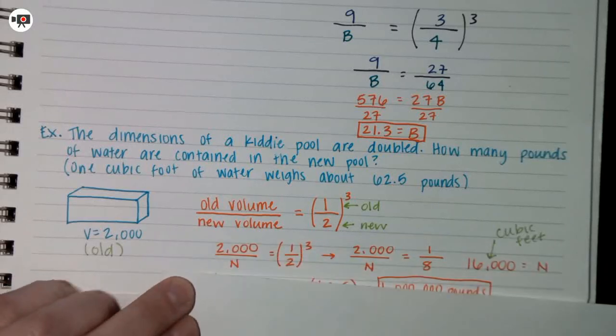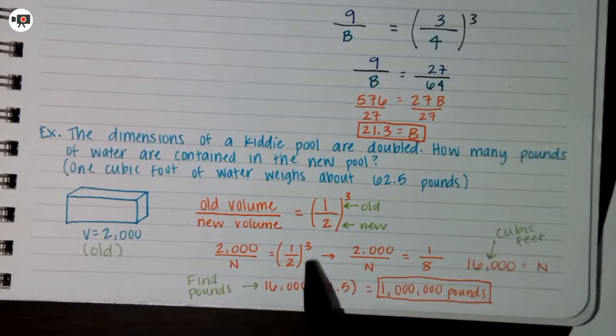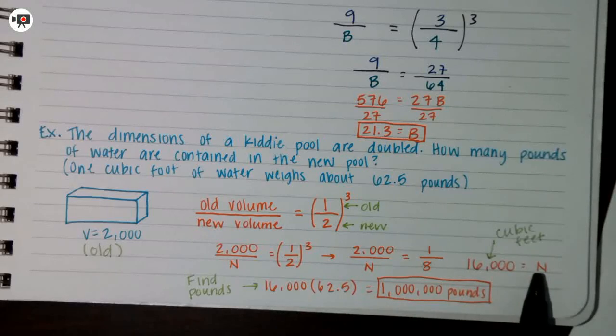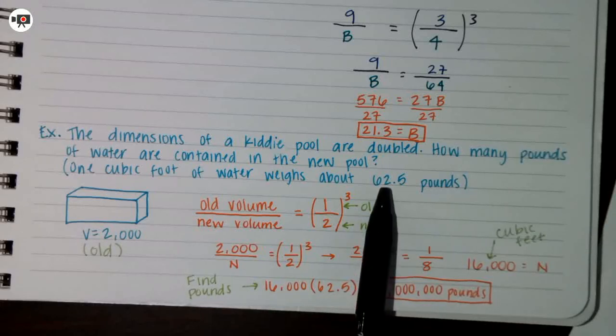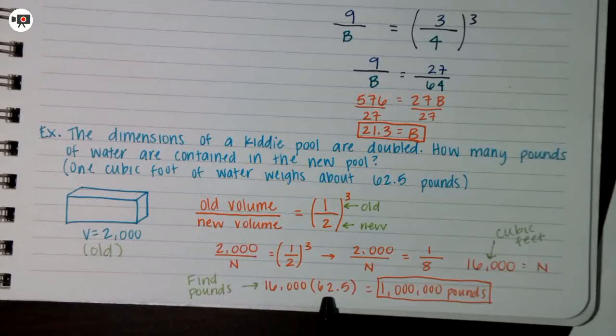So then I have 2,000 over n equals 1/2 cubed, which is 2,000 over n equals 1/8. Then 2,000 times 8 is 16,000, so that is n. Now I need to find how many pounds that is, so I multiply by how many pounds are in 1 cubic foot. So that's 16,000 times 62.5, which is 1 million pounds.